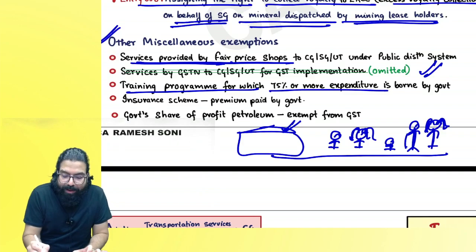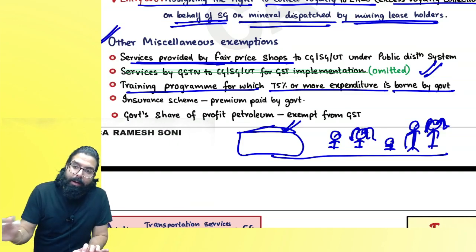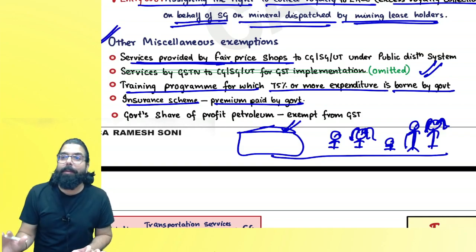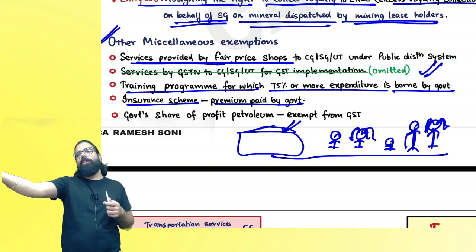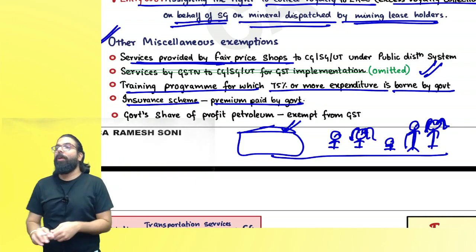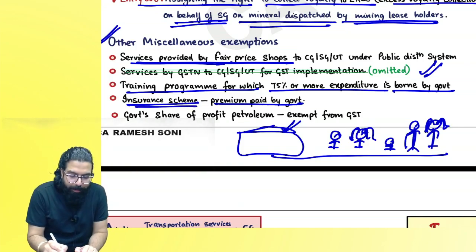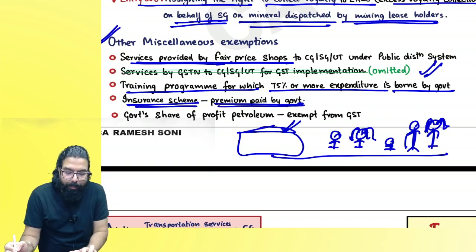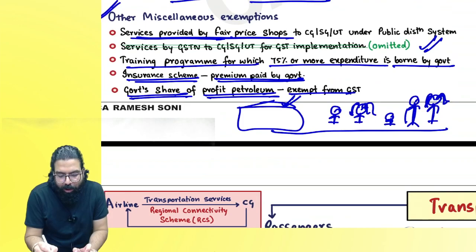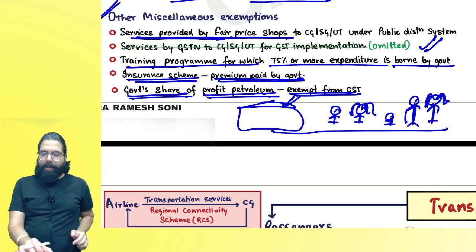A training program for which 75% or more of the expenditure is borne by the government will always be exempt. Insurance scheme, government is paying the entire premium. Just imagine, I am selling an insurance scheme to the government, collecting GST from the government and giving it back to the government. So the government told that the premium paid by the government for an insurance scheme will always be exempted. Government share of profit petroleum is always exempted from GST.